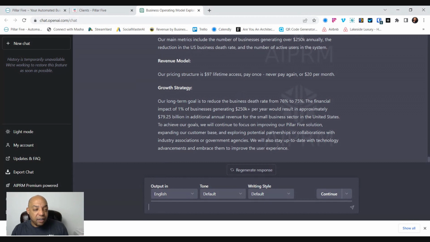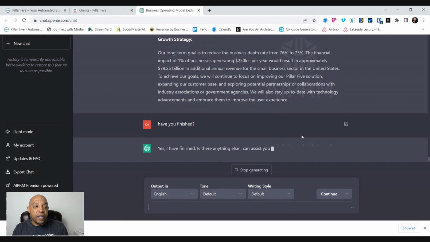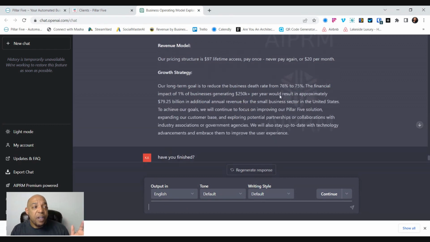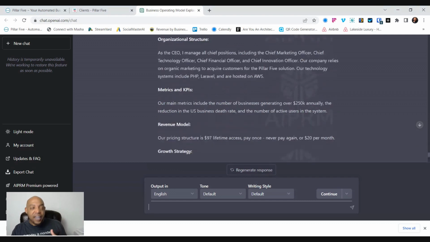And if it stops, ask it, have you finished? Before you say continue, a lot of people say, hit the continue button. You don't know if it's done for sure. So you just ask it, have you finished? Yes, I have finished. That's it. Perfect. If you hit continue, it will confuse you. It will start writing it all over again, and you would think it's a long document when in fact, it just rewrote the same information twice.